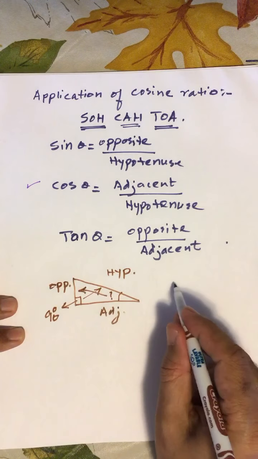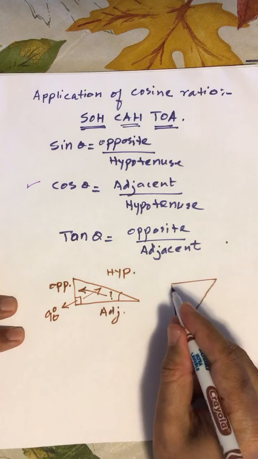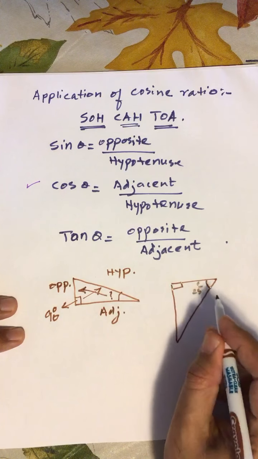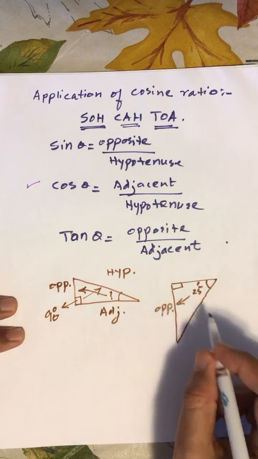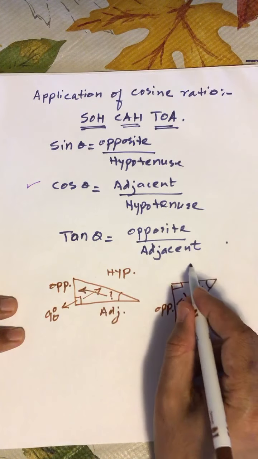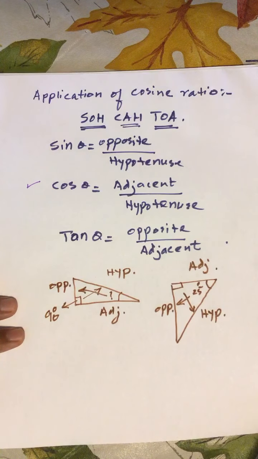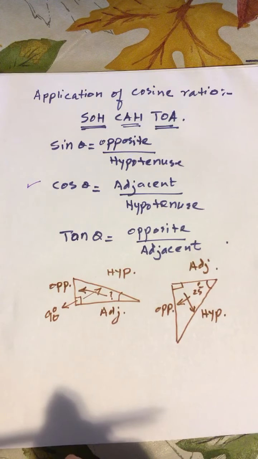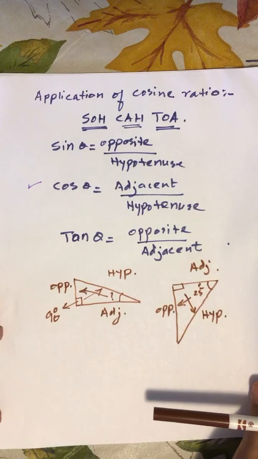Now I'll show it a different way as well. Let's say it's a right triangle. I inverted it. And if this angle is given, so this side will be the opposite side. This side will be the hypotenuse. And this side will be the adjacent. Okay, now you know how to name different side lengths in a right triangle. Now I'll teach you how to use cosine ratio.